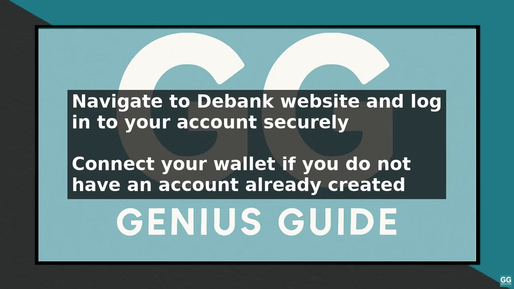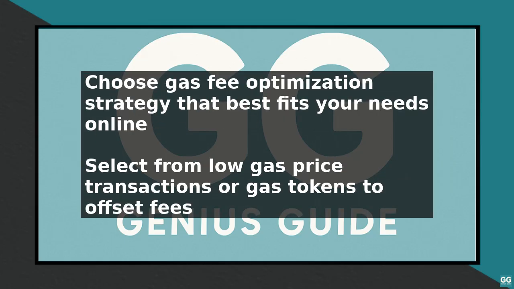Now, let us look at how to implement low gas price transactions. To do this, go to the transaction page and enter the details of your transaction. Before confirming, click on the Advanced Options link and select the Low Gas Price option. This will allow you to set a custom gas price for your transaction.